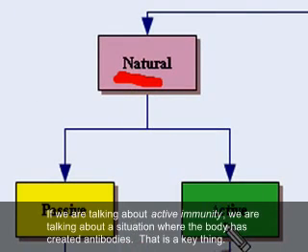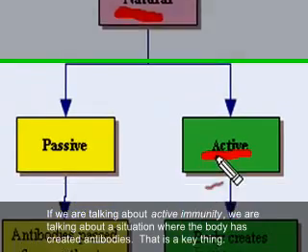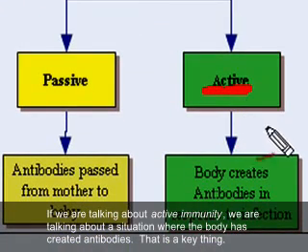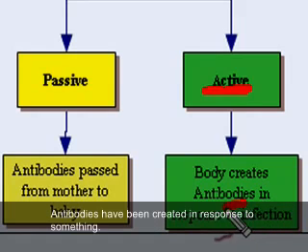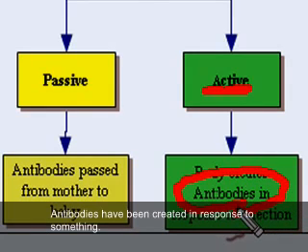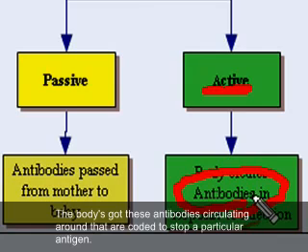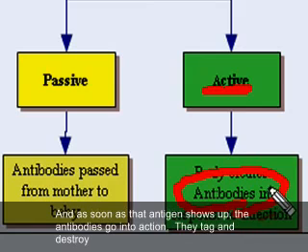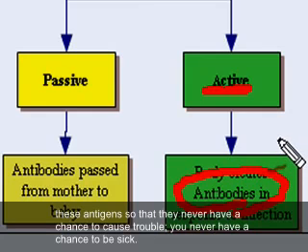If we're talking about active immunity, we are talking about a situation where the body has created antibodies. That's the key thing. Antibodies have been created in response to something. Okay? The body's got these antibodies circulating around that are coded to stop a particular antigen. And as soon as that antigen shows up, the antibodies go into action. They tag and destroy these antigens so that they never have a chance to cause trouble. You never have a chance to get sick. Okay?